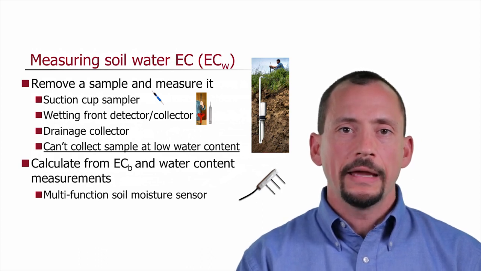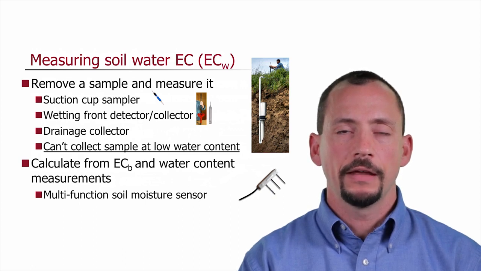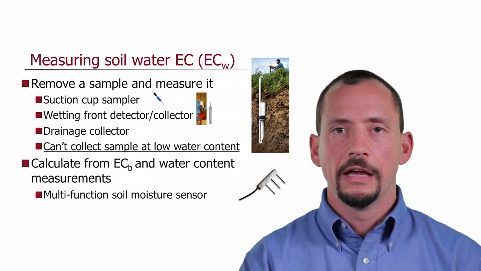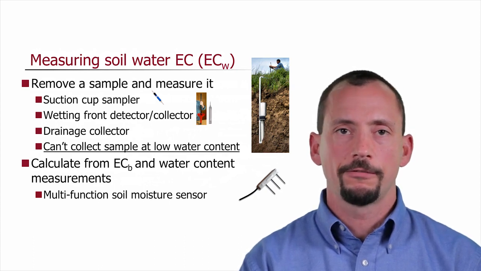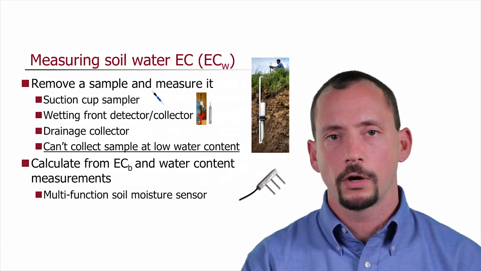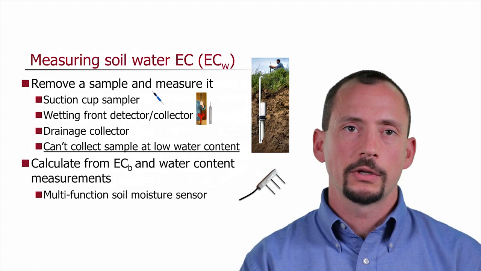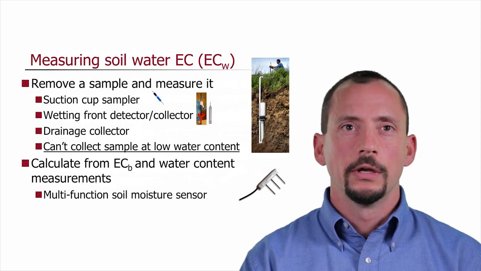There is another way to calculate the soil water EC, and this is by using the bulk EC measurements from an in situ sensor and the water content measurements from that same sensor. So if you have a multifunction soil moisture sensor that measures water content and electrical conductivity, then from those data you can calculate the soil water EC with some degree of error, and we'll talk about that more in just a second.